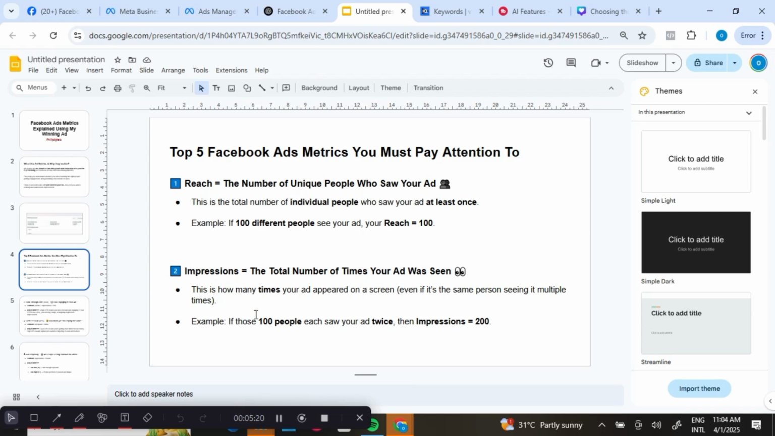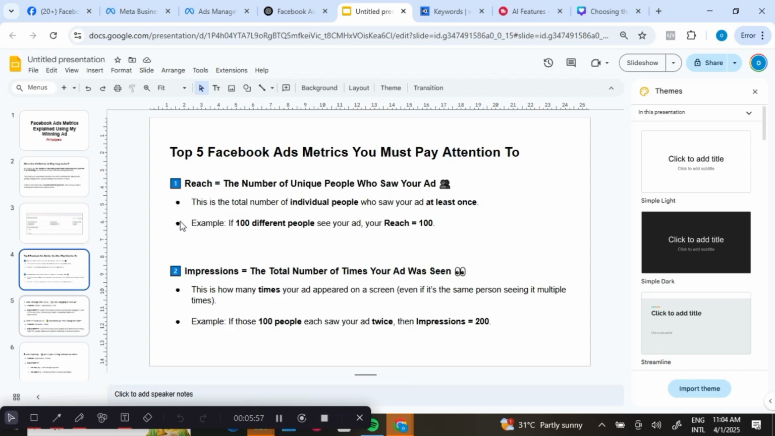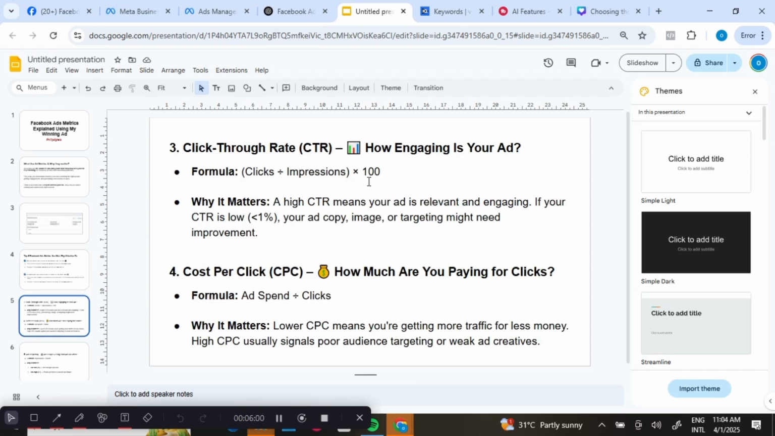So for example, if those 100 people that saw your ad saw it twice, then your impression is 200. So you first look at, okay, what's my reach, what's the impression, right? The third one that you must pay attention to is your click-through rate. Your click-through rate is going to tell you how engaging your ad is. To calculate your click-through rate, the formula is clicks divided by impressions, times 100.